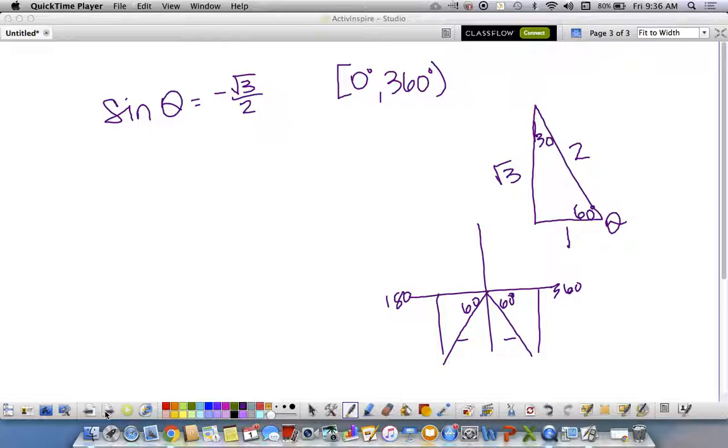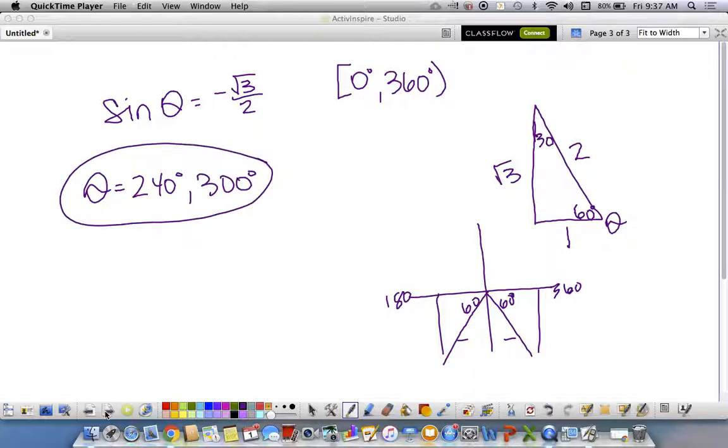So what did we get? 240 degrees and 300 degrees. If you have your calculators out, try it. What is sine 240? Get a decimal. What is sine 300? You get the exact same decimal. So two different inputs give me the same output. Is that okay? It kind of has to be.